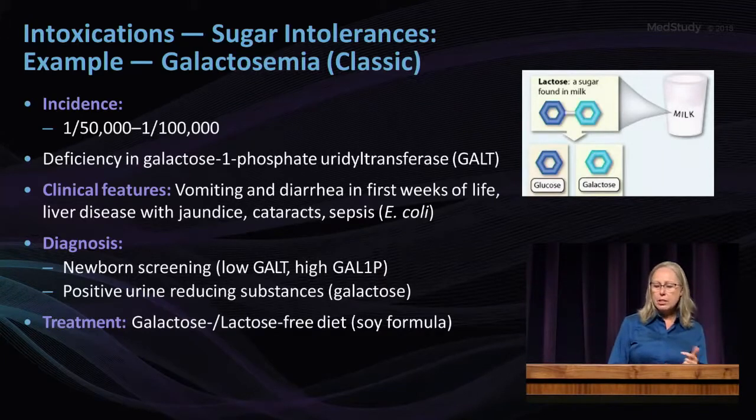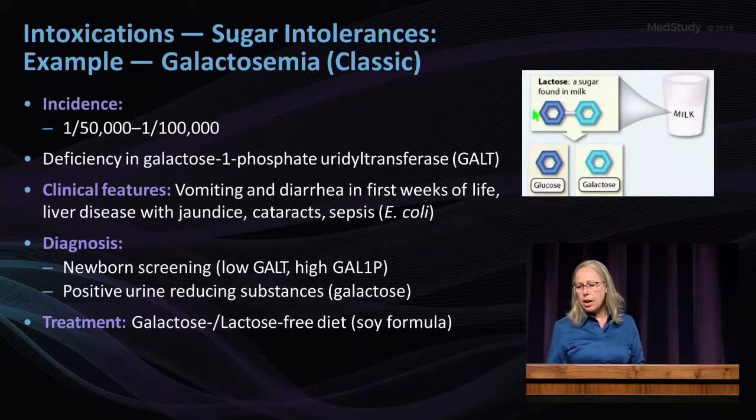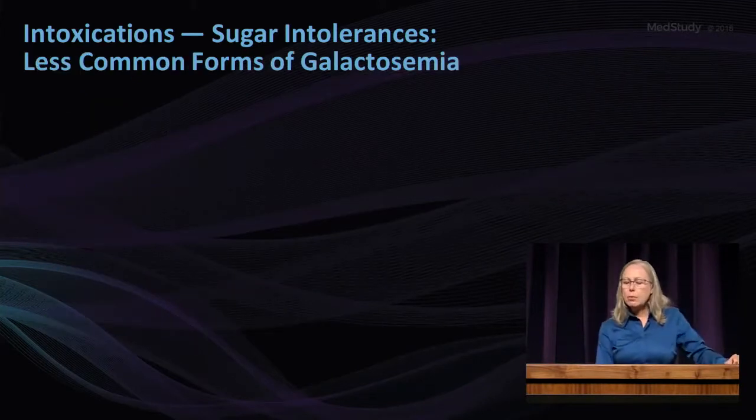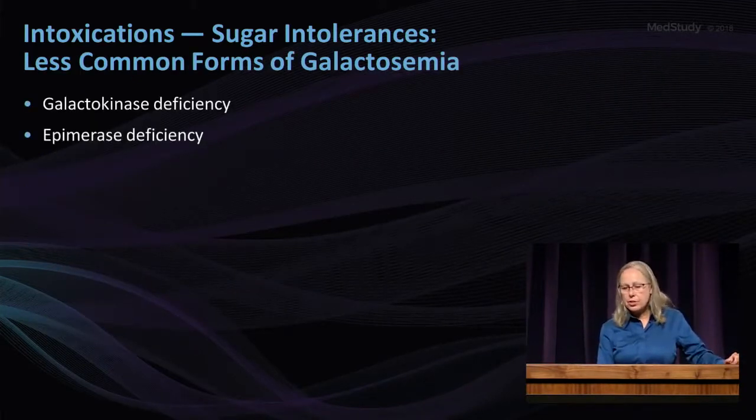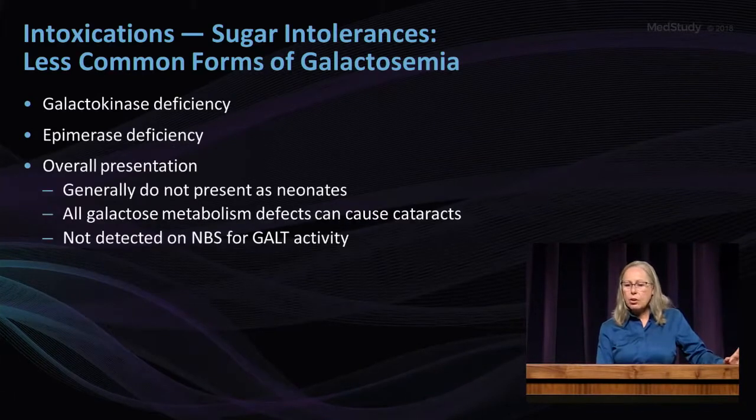We put them on a galactose and lactose-free formula, which is soy formula. So remember, lactose is a disaccharide made of glucose and galactose, which is why we take lactose out. So breast is best, except if you have galactosemia and you need to be on a soy formula. Less common forms of galactosemia are galactokinase deficiency and epimerase deficiency. Overall, they don't present as neonates. All galactose metabolism disorders can cause cataracts, and these are not detected on newborn screen because we test specifically for GALT enzyme activity.